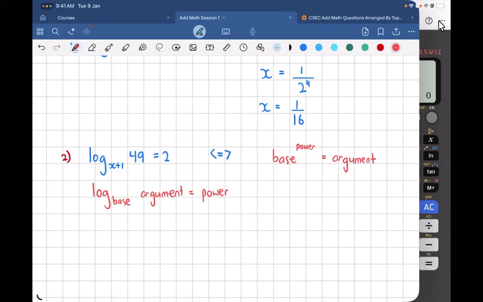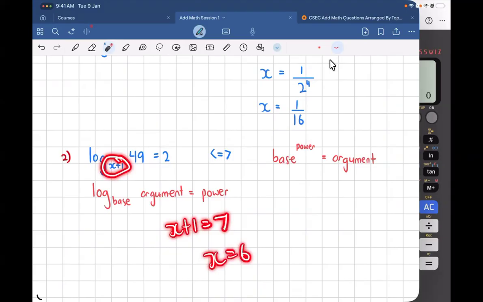All right, cool. So Serena, before we do the question, let me just share how easy this question was. In the log form, it's log base to the argument, and that would give you the power. So if the base is x plus 1 and the power is 2, I must ask you, what would I have to square to get 49? What squared is 49? 7. So that would have meant that x plus 1 has to be what? 7. And x would have to be 6.